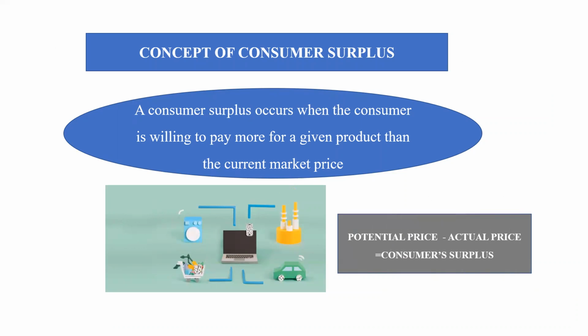Now we can see the formula for the consumer surplus. That is potential price minus actual price is equal to consumer surplus. The next topic is assumptions of consumer surplus. So we have 4 points we can discuss.